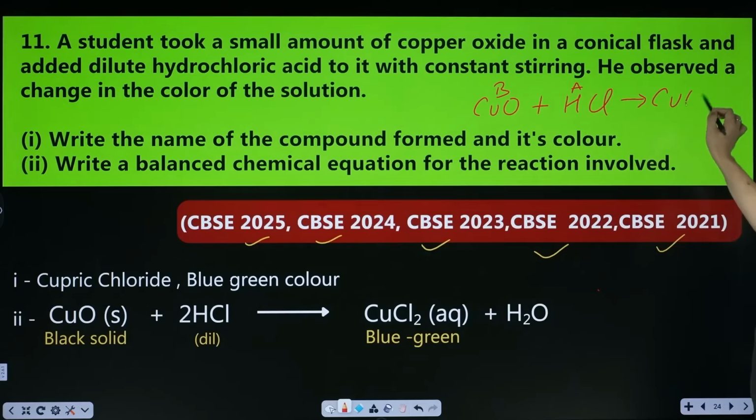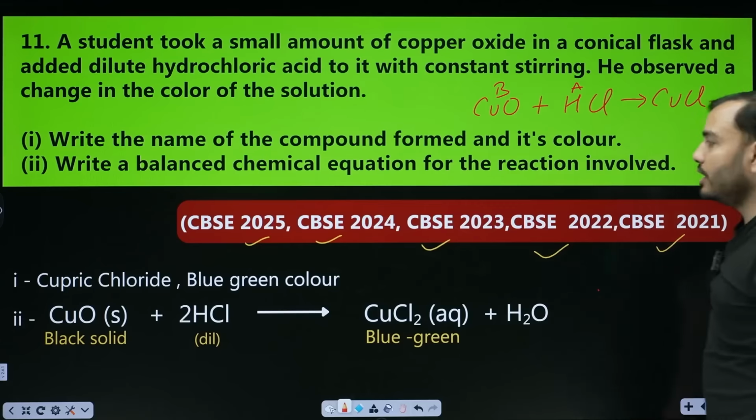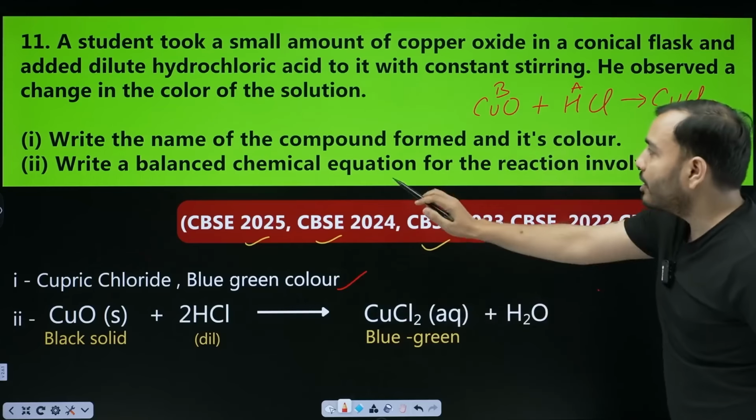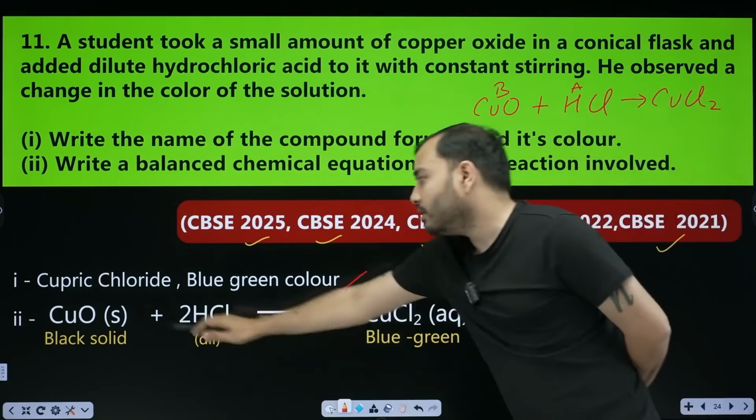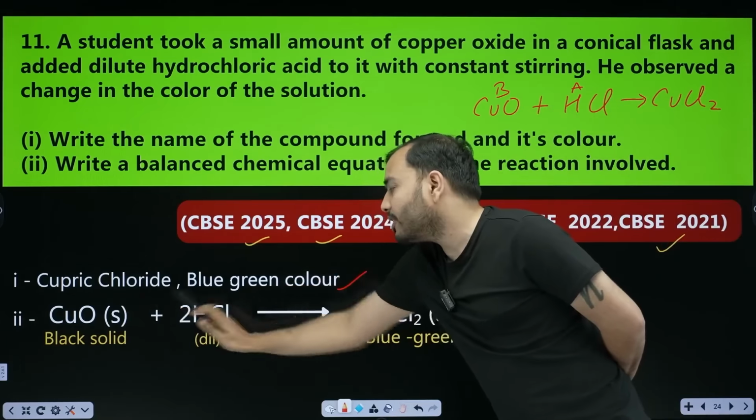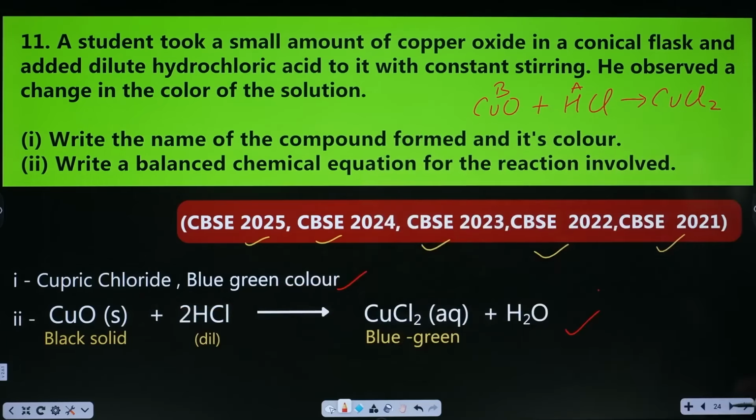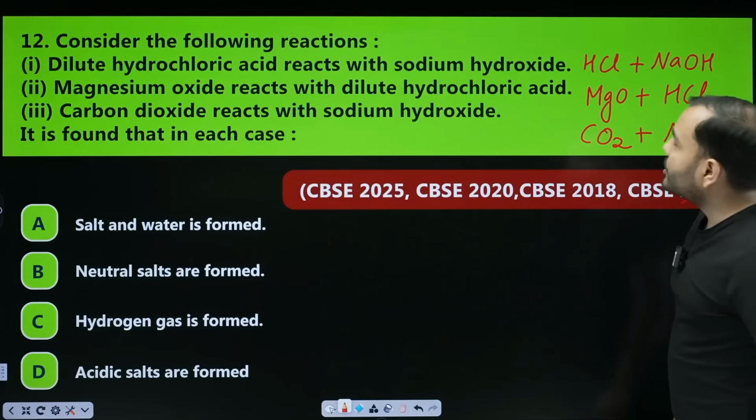Which compound is formed? Cupric chloride, and its color is blue-green. Written here, cupric chloride, blue-green. Write a balanced chemical equation. So we took CuO, a metal oxide, and what we found is water and salt. Is it clear? Carry on.